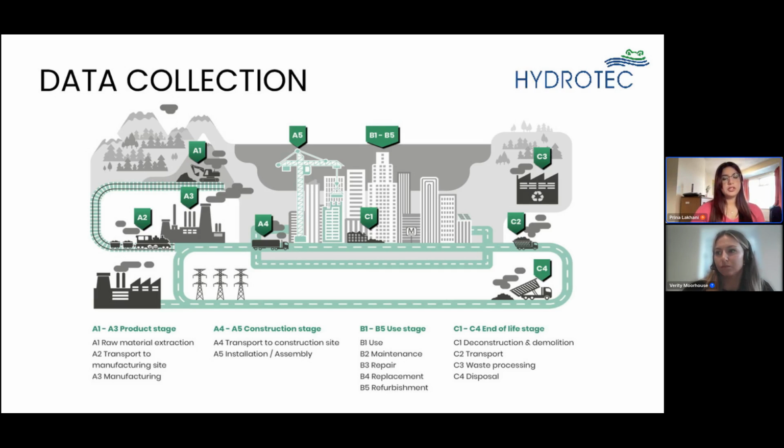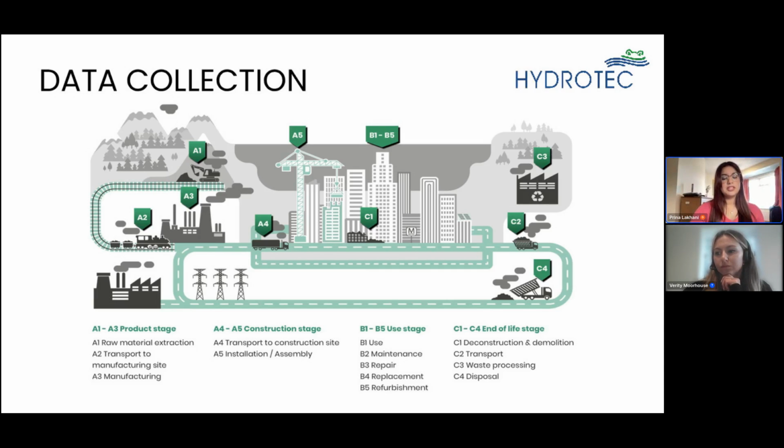B1 to B5, the use stage, is not always covered in the EPDs, but we chose to include it to the best of our ability. We included the energy and water use for our products as this has had a significant impact on our carbon emissions, but this can be tailored to whatever your product or building is.